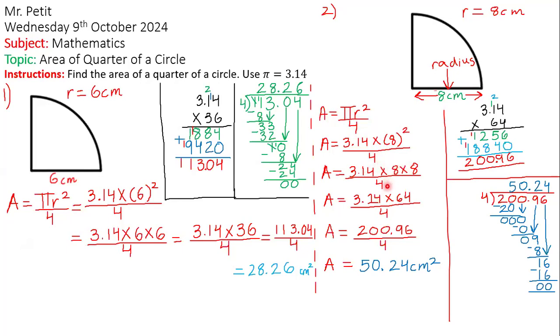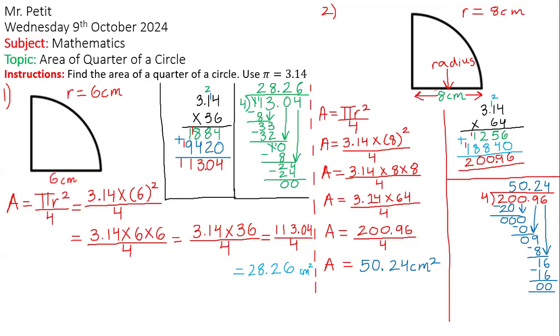Next, we say 8 times 8 is 64. We do 3.14 times 64, which is 200.96. We divide that by 4, and we get 50.24. Please put I inside the chat if you understand how we get our answer. If you do not understand, please put N.